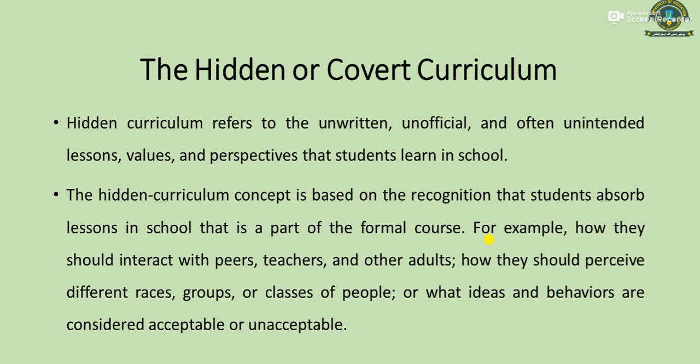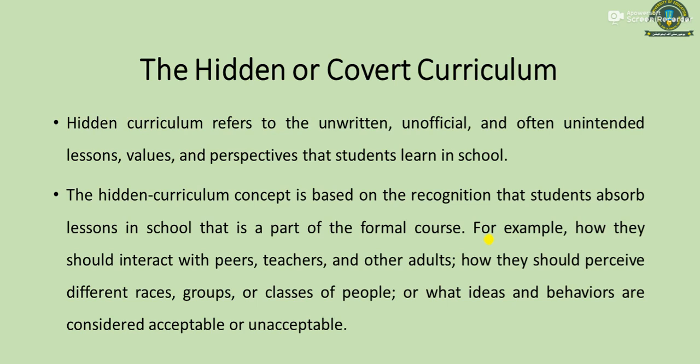The next type of curriculum is the hidden curriculum. Hidden curriculum refers to the unwritten, unofficial, and often unintended lessons, values, and perspectives that students learn in schools. It means that this type of curriculum is not written in any type of document, but they are unwritten or unofficial lessons or values the teacher wants to teach to the student.